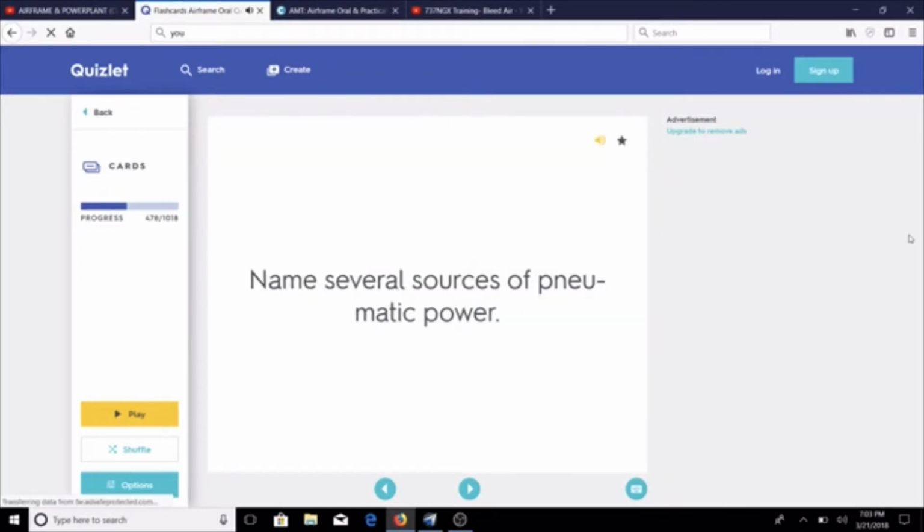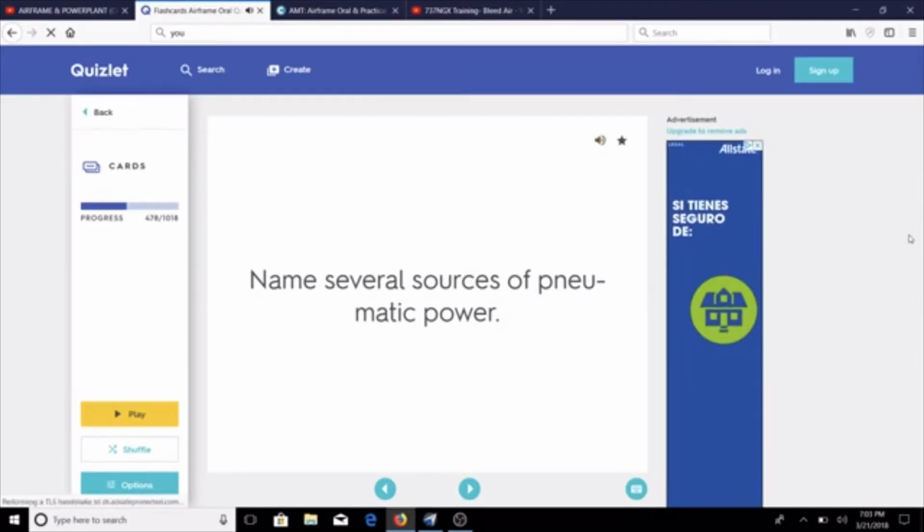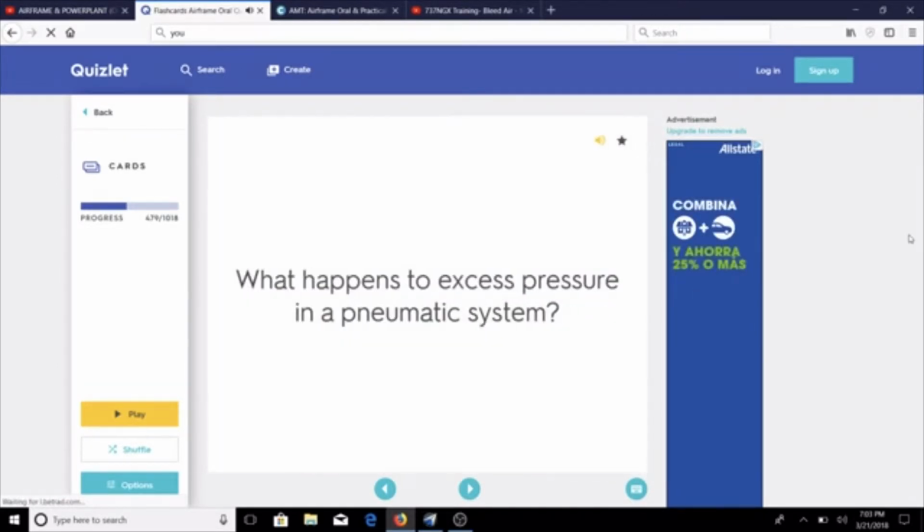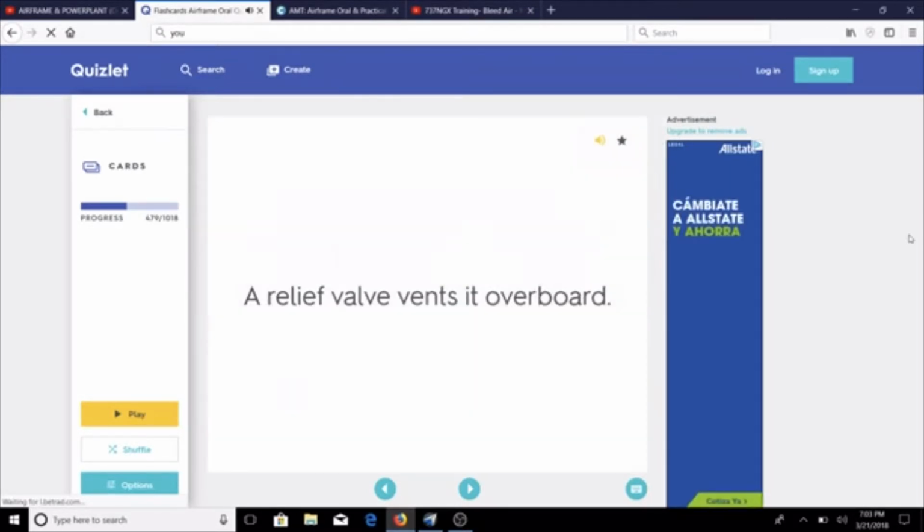Name several sources of pneumatic power. Storage bottles, engine bleed air, engine-driven compressors or vane-type pumps. What happens to excess pressure in a pneumatic system? A relief valve vents it overboard.